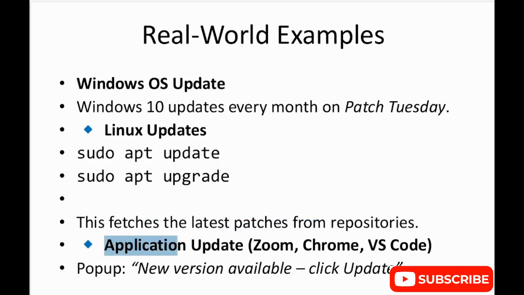If you want to do an application update, like Zoom, Chrome or VS Code, you will get a pop-up saying a new version is available. Click update. Once you click on update, that application will be up to date with the latest functionality and any new changes.